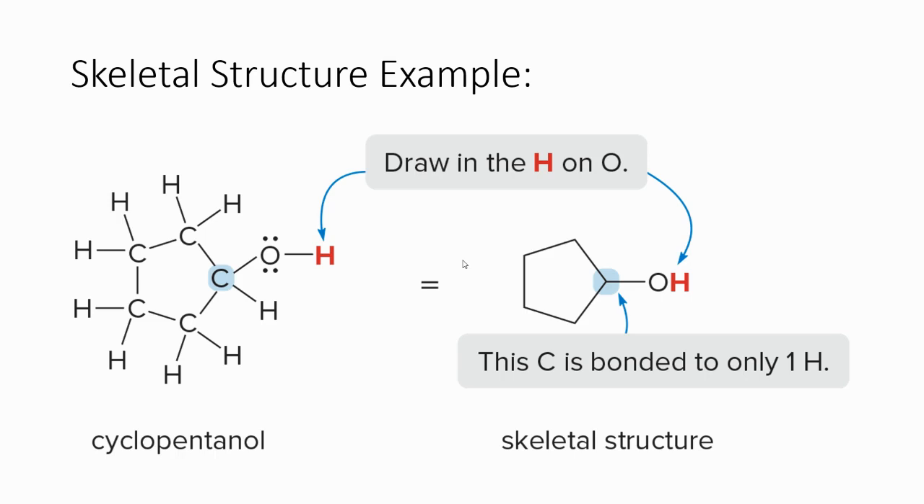We draw that. This carbon has a bond to an oxygen, a bond to another carbon, and a bond to another carbon. It has to have 4 bonds, so that missing bond is the invisible hydrogen. We see it here, but when we draw the skeletal structure, we don't show that. Does that make sense?